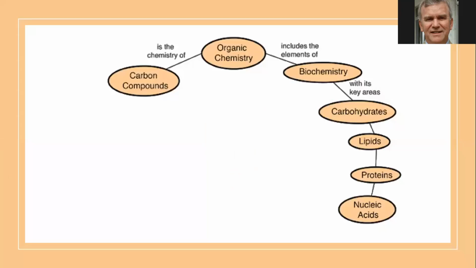So organic chemistry, at the top of this graphic, to the left is the chemistry of carbon compounds. To the right, it includes the elements of biochemistry, which focuses on key areas like, for example, carbohydrates, lipids, proteins, nucleic acids. This is the world of biochemistries.